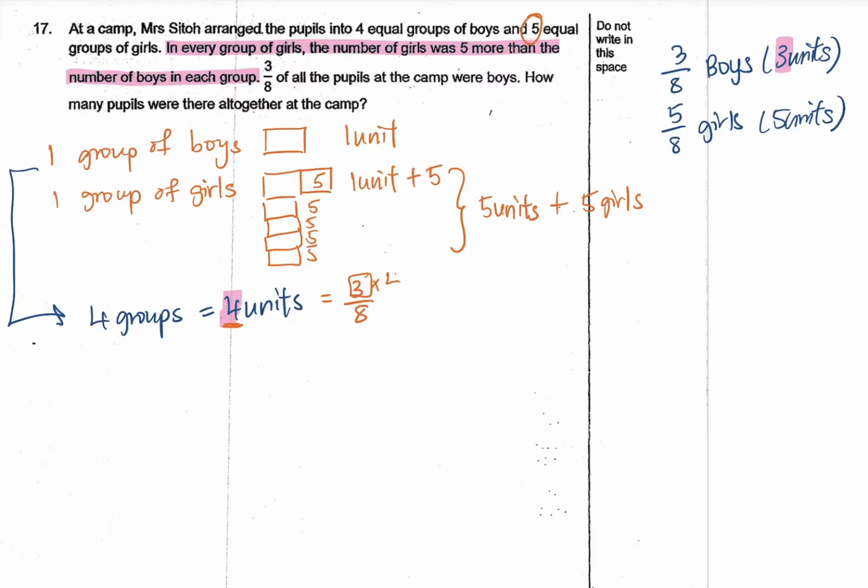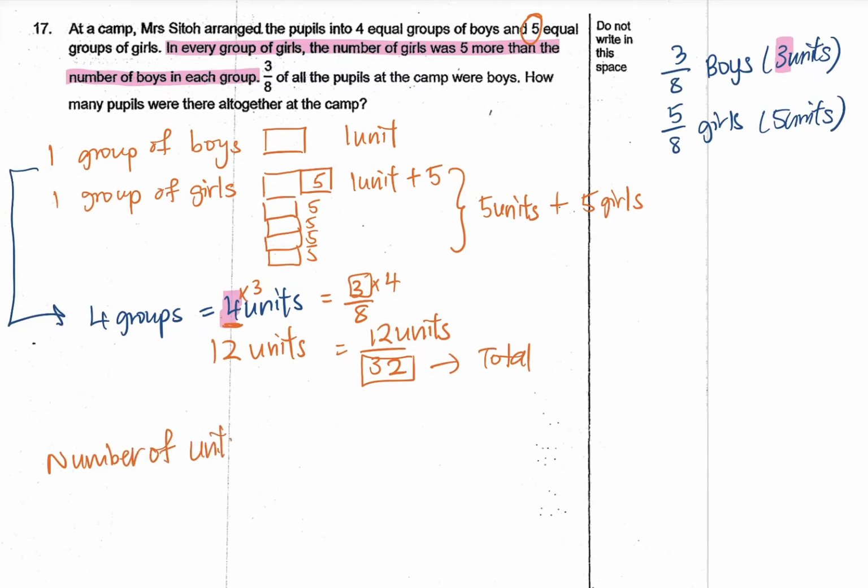So I need to times 4 times 3, bringing this to 12 units. And this will now become 12 out of 32. Now boys are the same all around, 12 units. This means that the total number of units is 32. If boys are 12, number of units for girls will be 32 minus 12, which is 20 units.